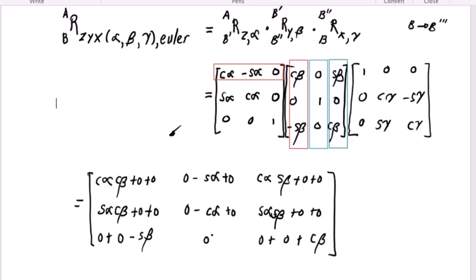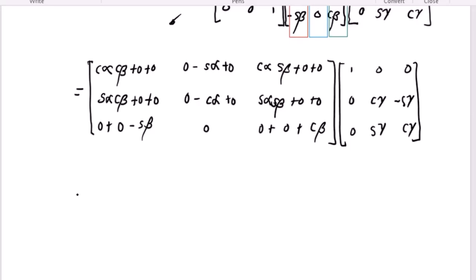Done. 1, 2, 3. This is now removed. Then rewrite the last matrix. Just rewrite 1, 0, 0. 0 cosine gamma minus sine gamma. 0 sine gamma cosine gamma. So we make this one simpler. Actually, no need to write that one.